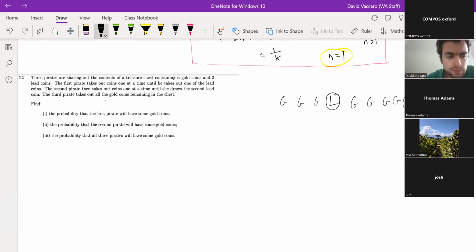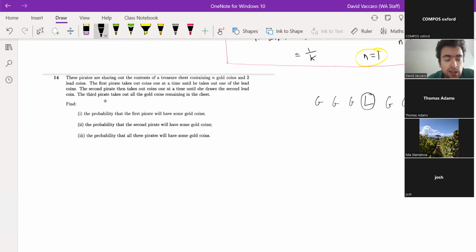The question says, find the probability that the first pirate will have some gold coins. Then it says, find the probability that the second pirate will have some gold coins. And then part II, the probability that all 3 pirates will have some gold coins. Yeah, so by some, that just means greater than or equal to 1. So it means not none.